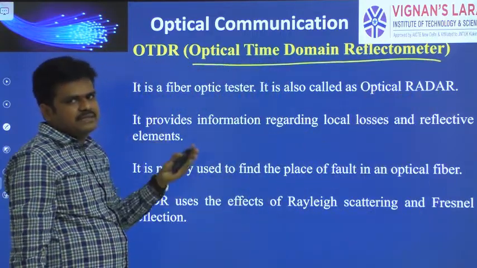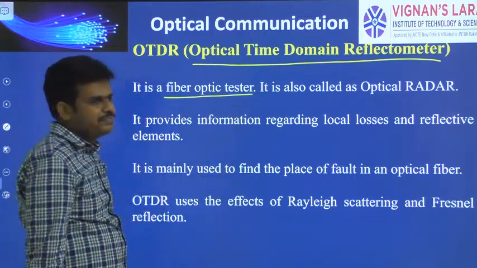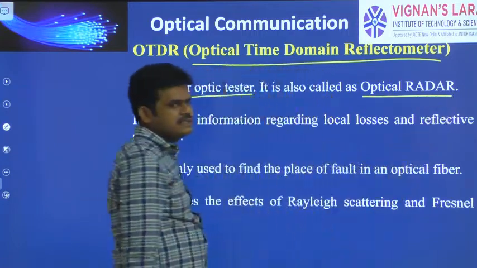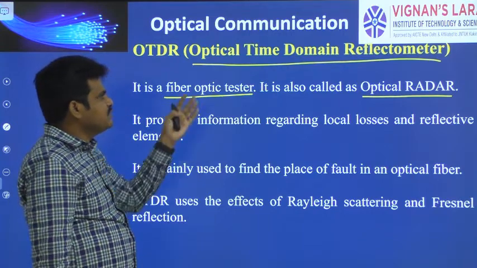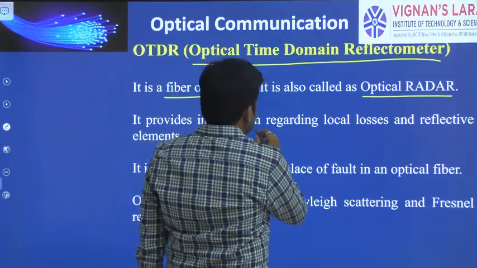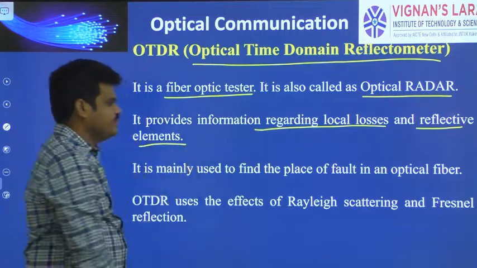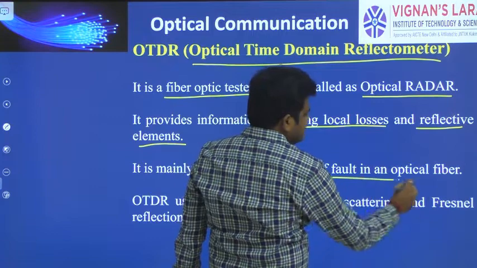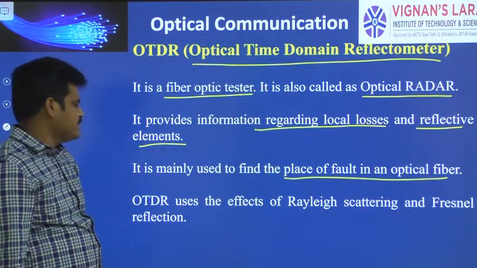It has other names. It can be called a fiber optic tester. It is also called an optical radar. So what is the use of this OTDR? It provides information regarding the local losses as well as reflective elements. It is also used to find the faults in an optical fiber.